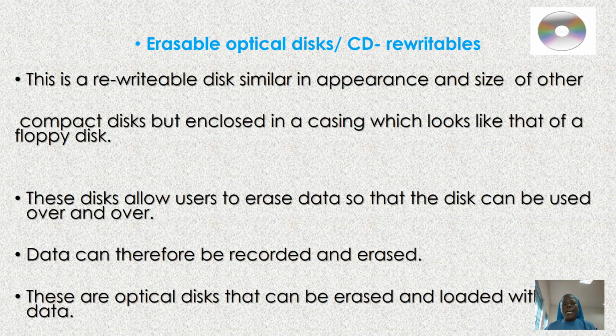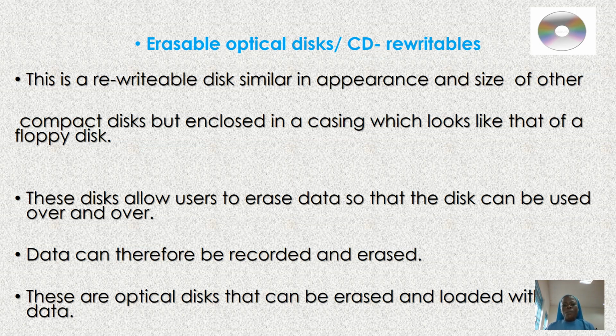Then we have another type of optical disc, the erasable optical discs, such as CD-rewritables. This is a rewritable disc similar in appearance and size to other compact discs, but enclosed in a casing which looks like that of a floppy disk. These disks allow users to erase data so that the disk can be used over and over again. This means that you, the user, can erase the data and then add on information.